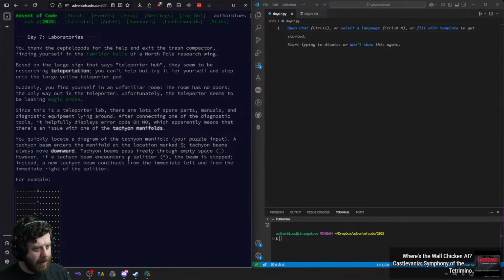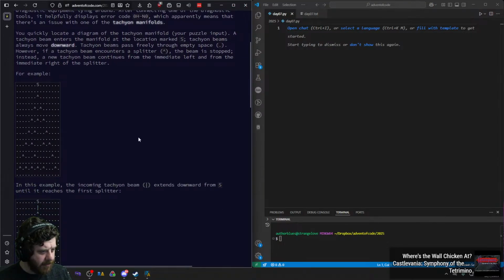Oh, you hate to see that. Since this is a teleporter lab, there are lots of spare parts, manuals, and diagnostic equipment lying around. After connecting one of the diagnostic tools, it helpfully displays the error code "Oh no," which apparently means that there's an issue with one of the tachyon manifolds. You quickly locate a diagram of the tachyon manifold, your puzzle input. A tachyon beam enters the manifold at the location marked S. Tachyon beams always move downward. Tachyon beams pass freely through an empty space. However, if a tachyon beam encounters a splitter, the beam is stopped. Instead, a new tachyon beam continues from the immediate left and from the immediate right of the splitter.